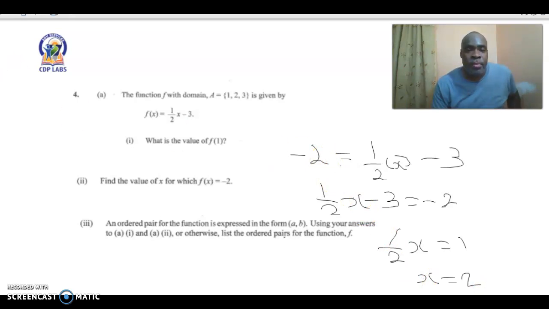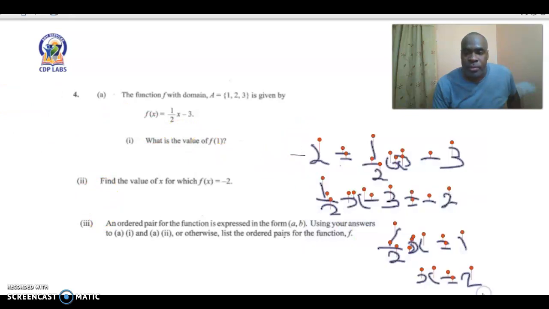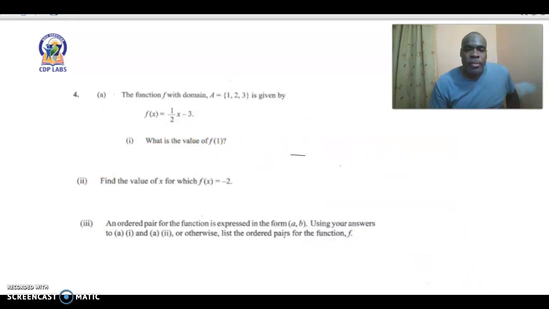Alright, so we're going to go to part number 3. Let's see how that is done. Part 3 says, an ordered pair for the function is expressed in the form (a, b). Using your answers to part 1 and part 2, list the ordered pairs for the function f. And we can do it like this.